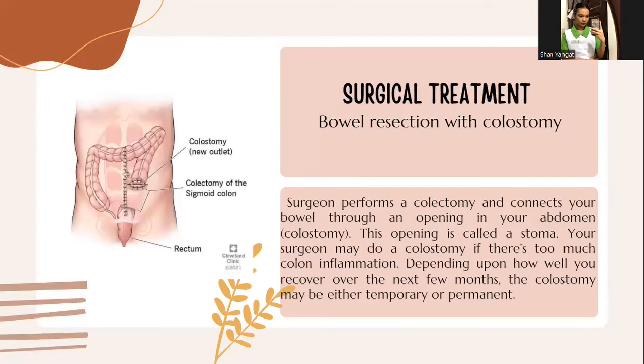So the two types of diverticulitis surgery include the bowel resection with colostomy. In this procedure, your surgeon performs a colectomy and connects your bowel through an opening in your abdomen. This opening is called a stoma. Your surgeon may do a colostomy if there's too much colon inflammation, depending upon how well you recover over the next few months. The colostomy may be either temporary or permanent.